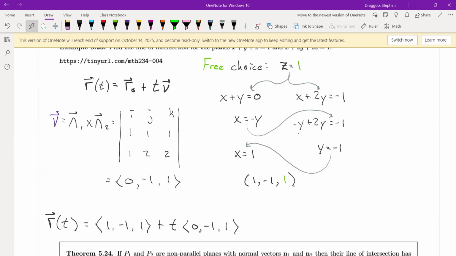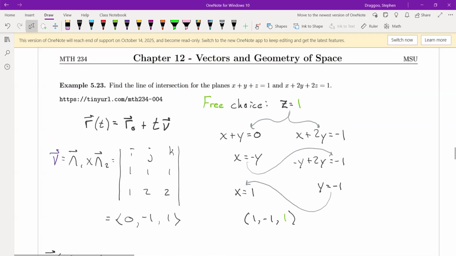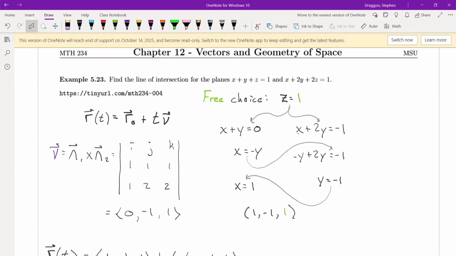Which means if I try to pick a point where x is anything other than 1, it's not going to be on the line of intersection, because this thing ends up running parallel to the x-axis. So since that variable doesn't change, in my free choice, I just need to pick y or z equal to anything that I want to, because x has to be 1 no matter what.